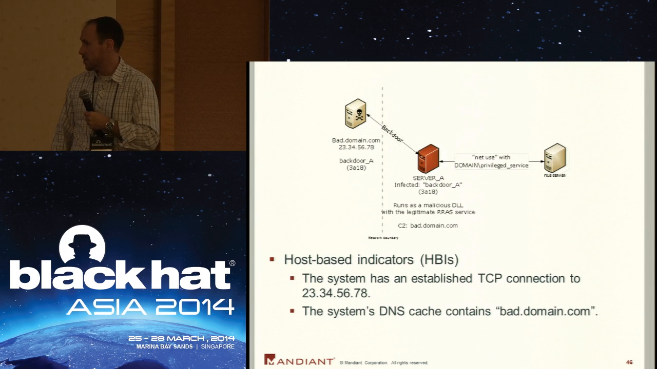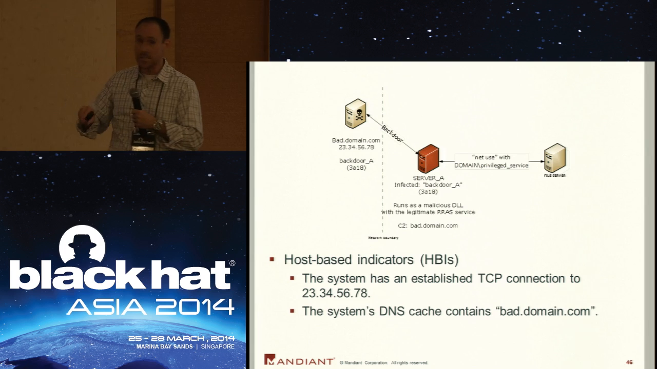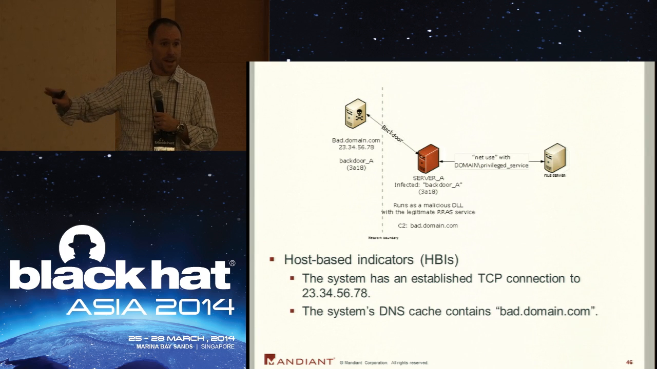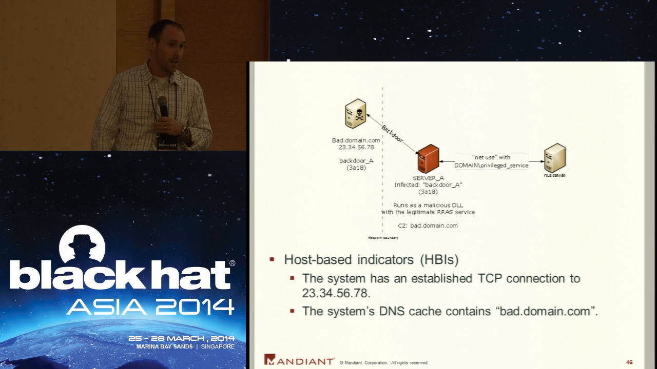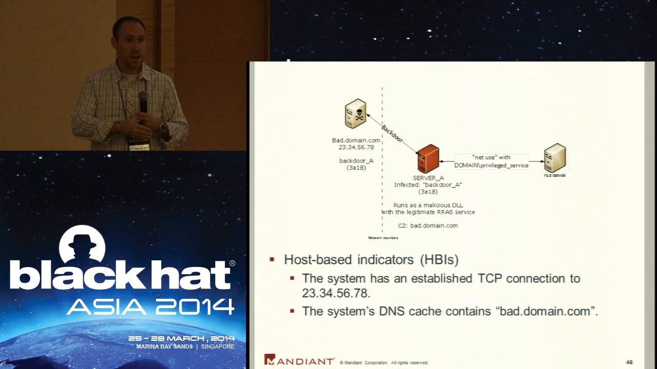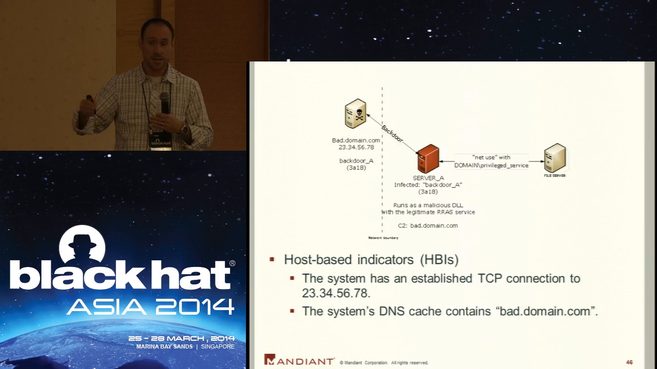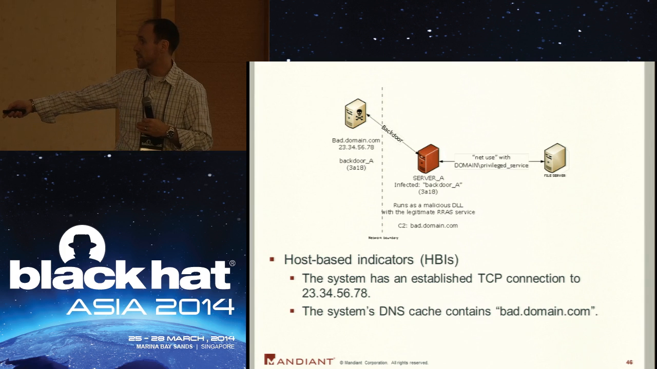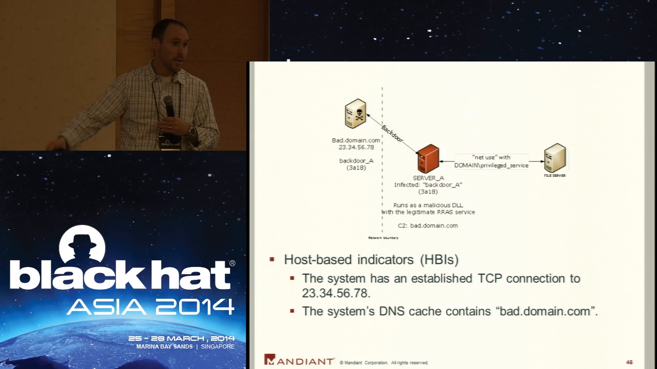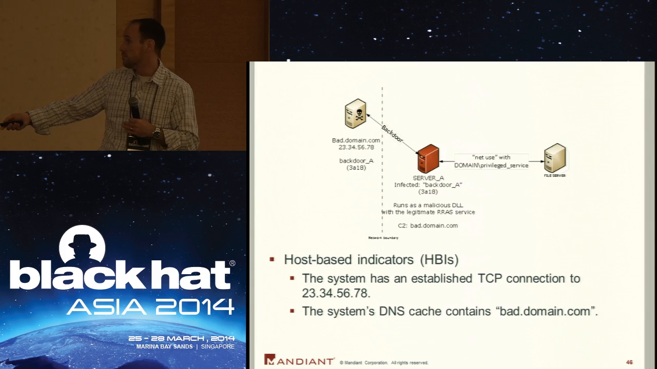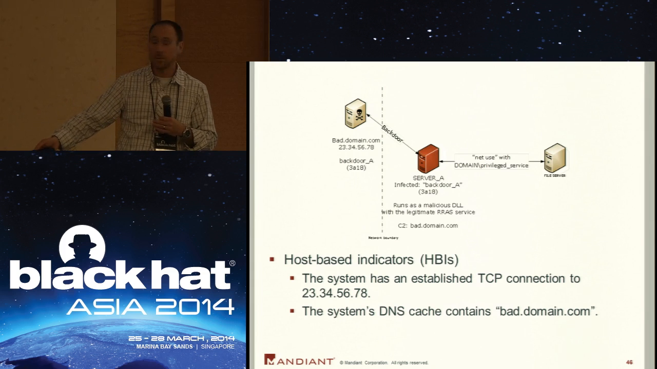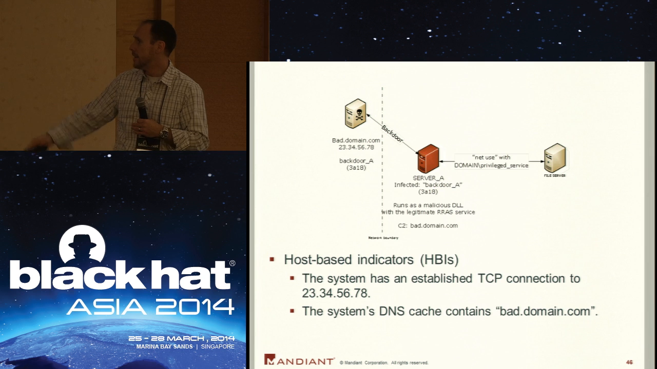Okay, host-based indicators. So some of these are very temporal. So these I wouldn't hang my hat on, but I'm starting with kind of the easy ones. So if the system has an established TCP connection, it's kind of the host-based side of that network indicator of talking to C2. Or if the DNS cache contains this bad domain, you could query that with a script. You could probably do it using WMI.